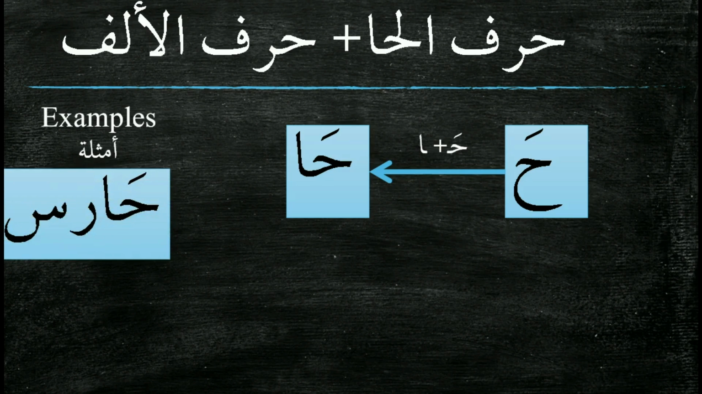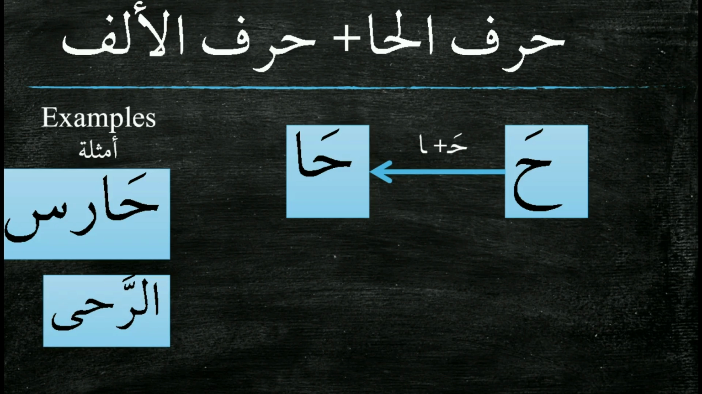Examples: Haris, not Haris or Horis. Haris. No elevation at the back part of the tongue. And Ar-Raha, Ar-Raha. Okay.